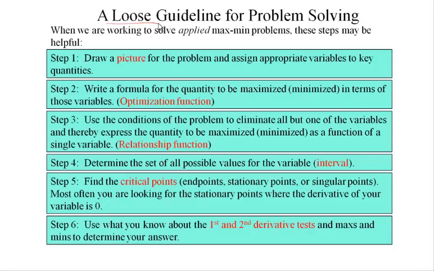Remember, I am going to use the relationship equation or function to put the optimization equation or function in terms of one and only one variable. That's what it means by use the conditions of the problem to eliminate all but one of the variables. You are going to express this equation or this function in terms of one and only one variable, and you need to determine whether you have endpoints to your interval.